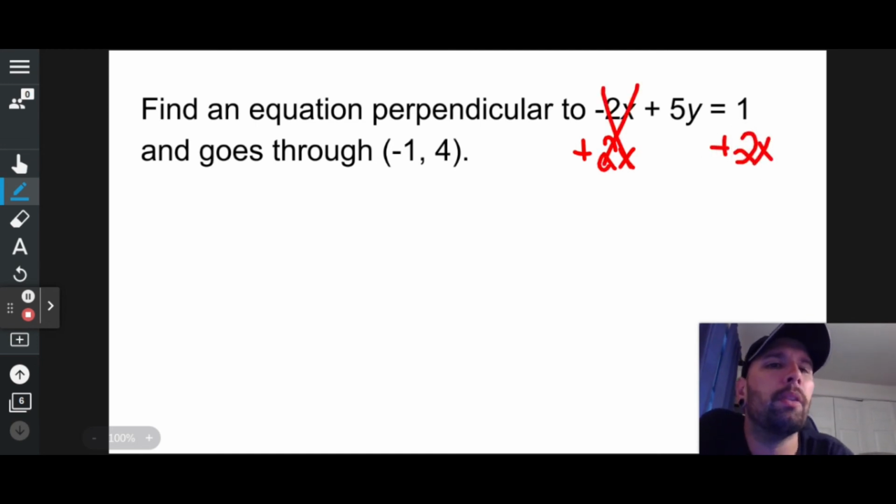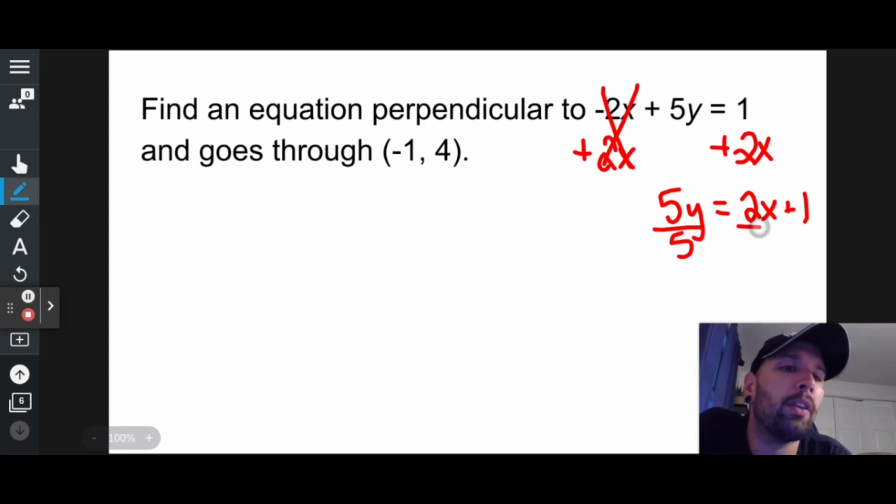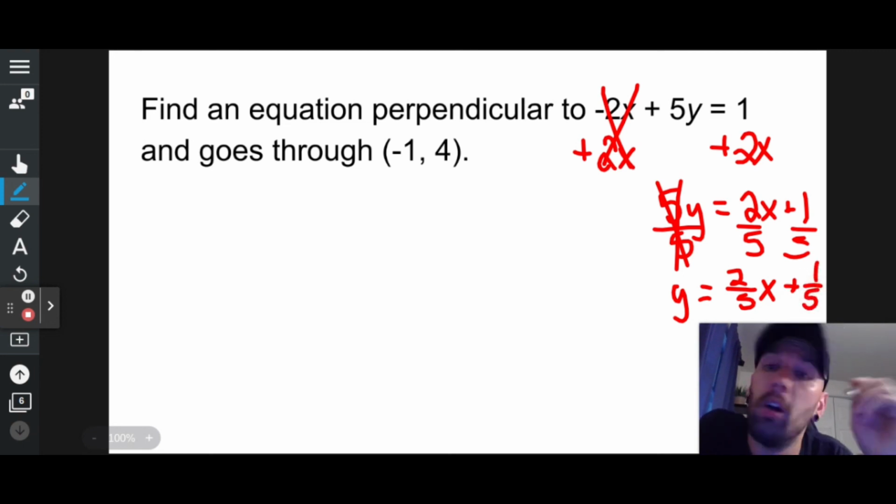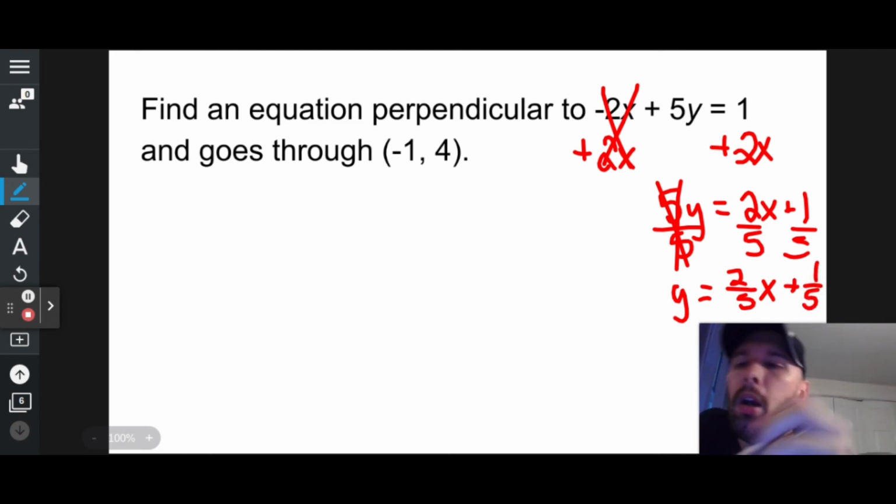I did this in a previous problem. That gives me 5y equals 2x plus 1. And I wrote it out as 2x plus 1 to make it look more like slope-intercept form. Y is not all by itself. I'm going to divide everything by 5. Y equals 2/5 x plus, who cares? Because my y-intercept doesn't matter. All I care about is my slope. What is my slope?